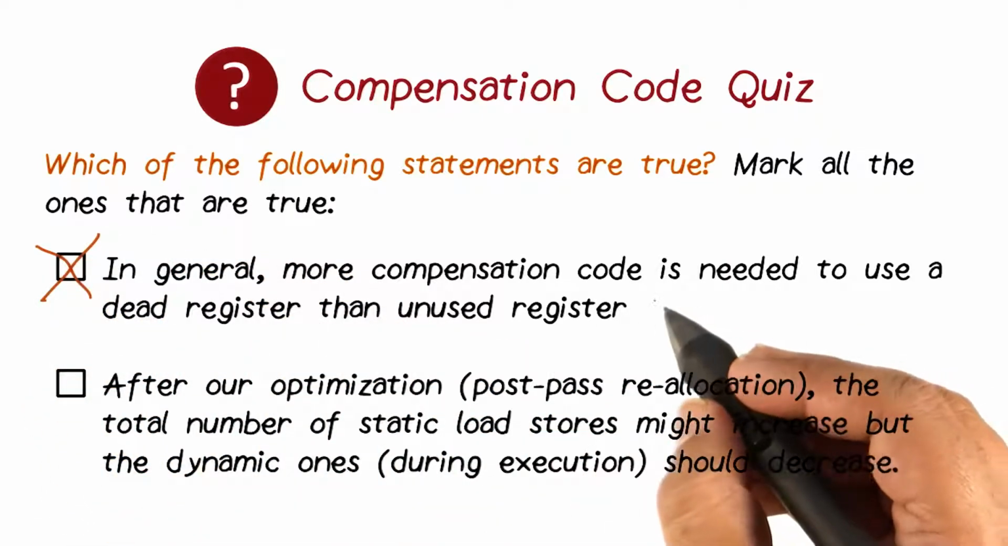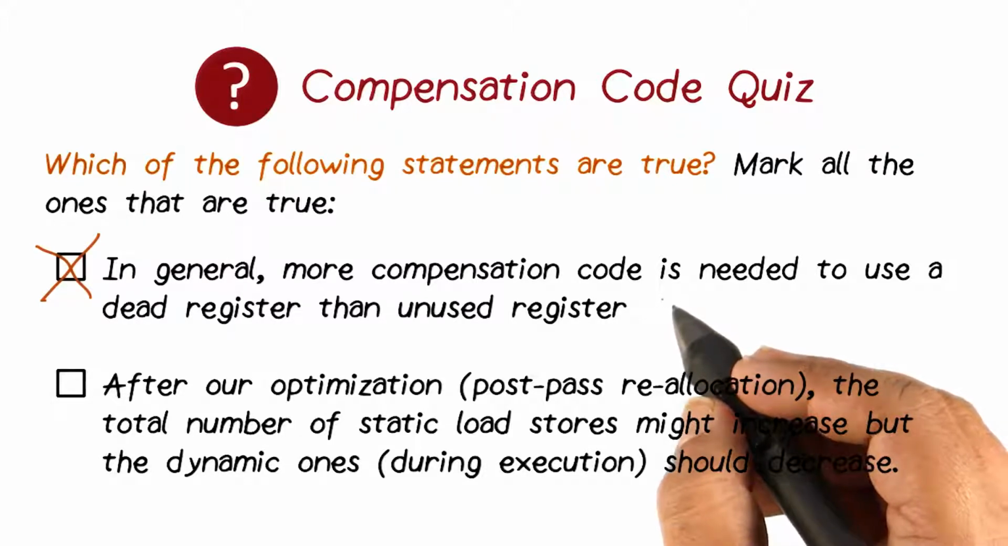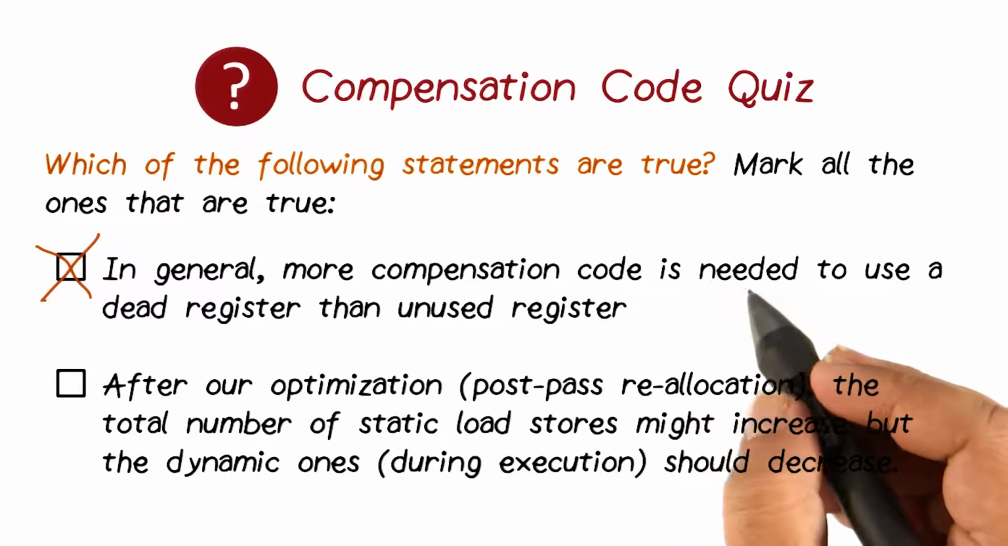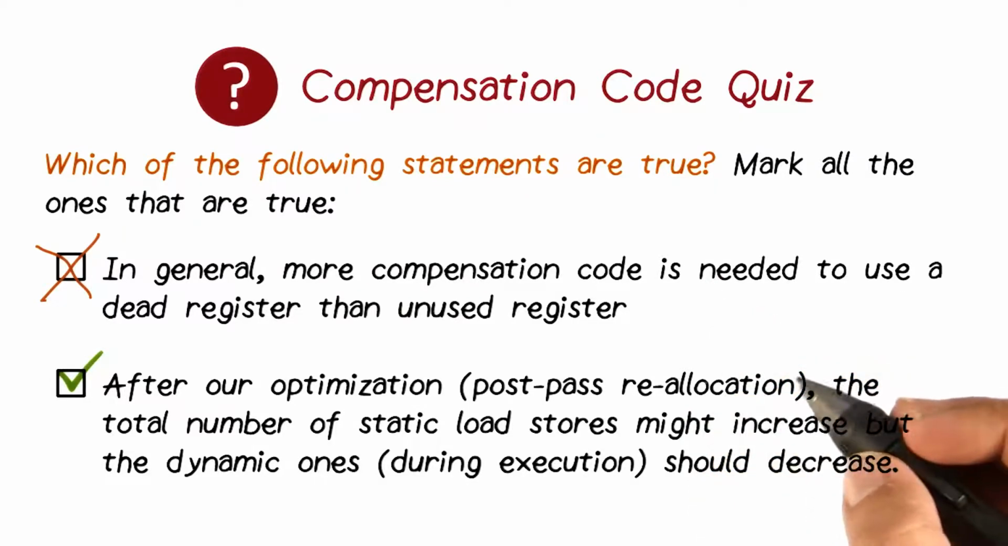Because a dead register does not have any value in it, we don't need to carry out any stores or restoration of that value. However, an unused register has a live value resident in it, and we first need to store it, and then at the end of the range, we need to restore it back. So we need these boundary load stores because of this reason, and so more compensation code is needed for unused registers than dead registers. Let us now look at the second statement.